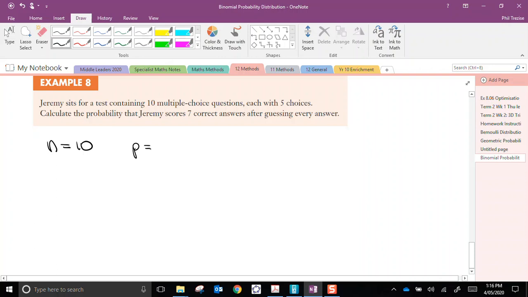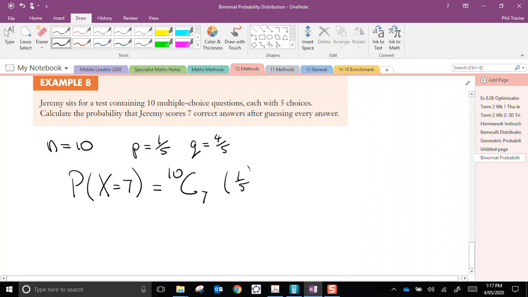Well, if he guesses each one and there are 5, let's say that it's equally likely, so he has a 1 in 5 chance of guessing correctly or succeeding, and a 4 in 5 chance of failing. So we want the outcome that x equals 7. Our formula then would be 10c7. Chance of success is 1 on 5 to the power of 7. 4 on 5 to the power of 3.